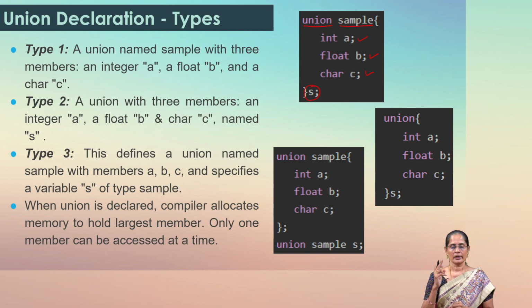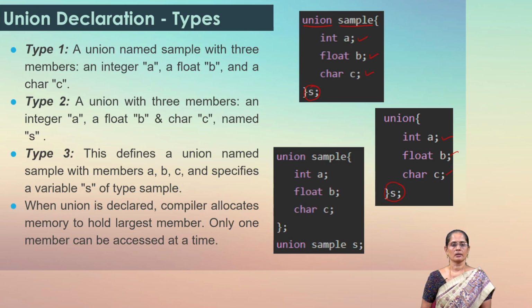Method 2: a union with 3 members can be defined in the same way by giving the name S. So what I do is declare 3 members and name the union with the name S. In the first type, we used 2 names, sample and S. Here it is enough to name it just by giving the name S.